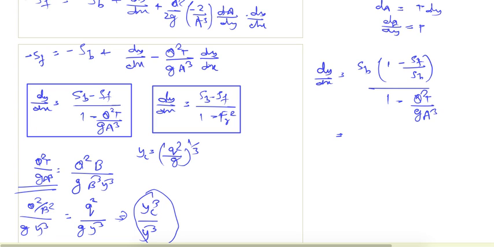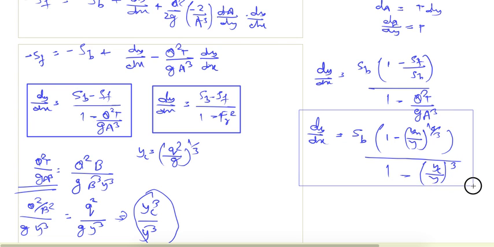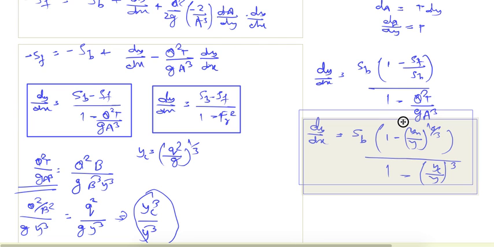So dy by dx is equal to Sb times 1 minus (yn upon y) to the power 10 by 3, divided by 1 minus (yc upon y) whole cube. So this is the equation, the same modification of the same equation for a rectangular channel.